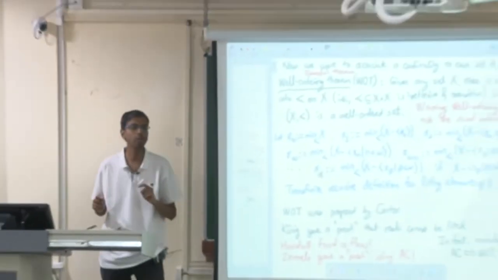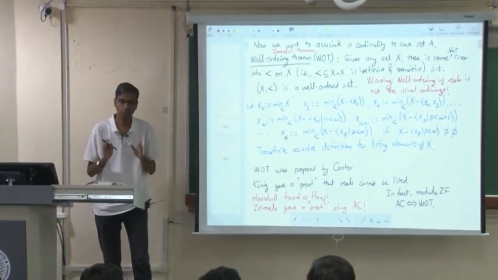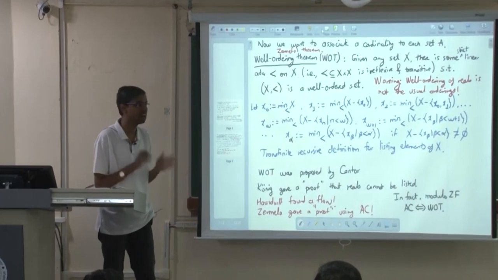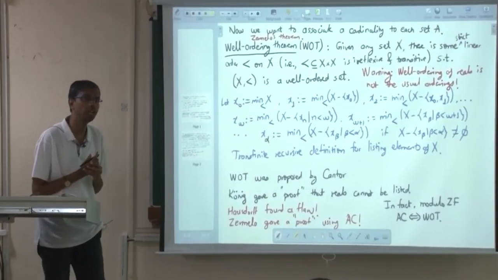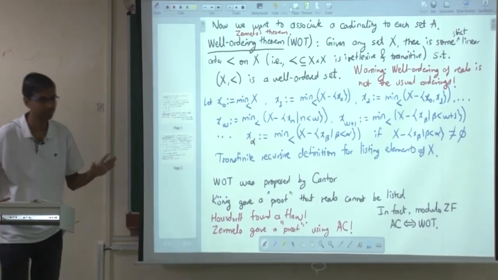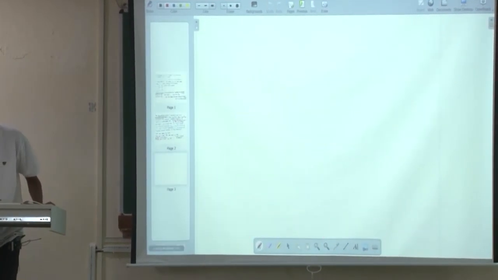So, coming back to the first line, what do we want to do? Associate to every set its cardinality. But we are only going to do that by assuming the well-ordering theorem. We cannot describe cardinality otherwise. So, assume WOT throughout this lecture. As long as we are talking about cardinality, we have to assume the well-ordering theorem. And the question is why? So why is because of this reason.